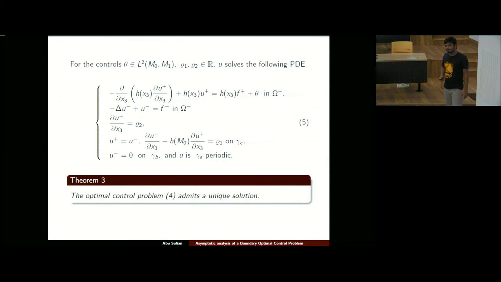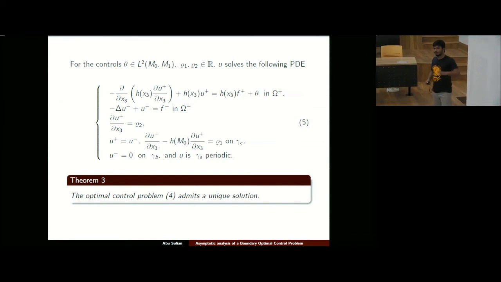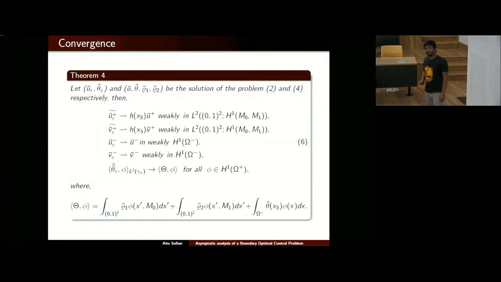Okay, so now we have to relate this optimal control problem and the epsilon stage optimal control problem. The relation is given this way. Suppose u epsilon bar and theta epsilon bar are the optimal state and optimal control in the epsilon stage, and u bar, theta bar, rho1 bar, rho2 bar is the solution of problem 4, the optimal control problem we just defined for the limit. We have the following convergence: u epsilon bar, basically u epsilon bar plus, the restriction of u epsilon on Omega epsilon plus, extended by 0, converges to this quantity in L2(0, 1 squared; H1(M0, M1)).